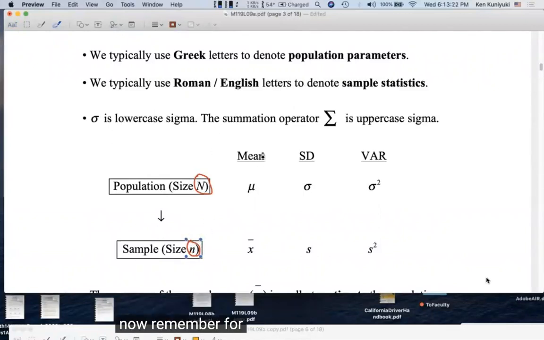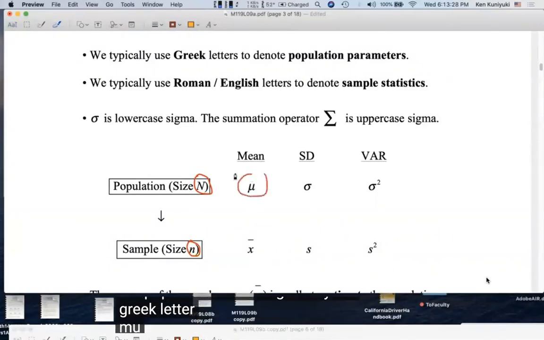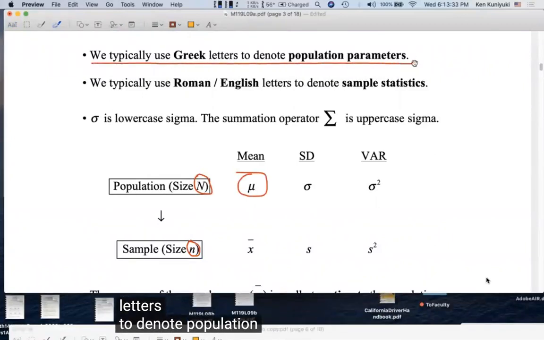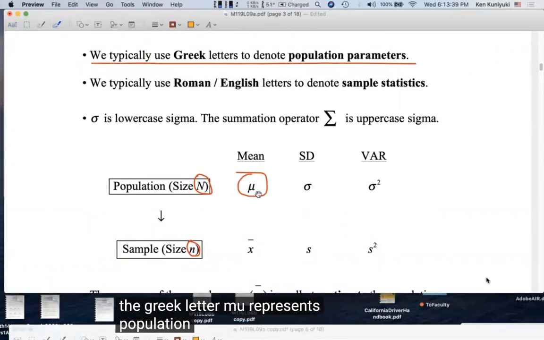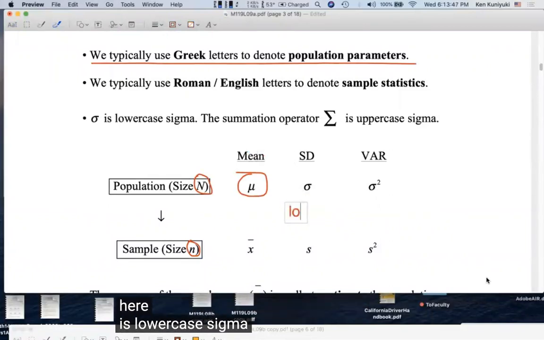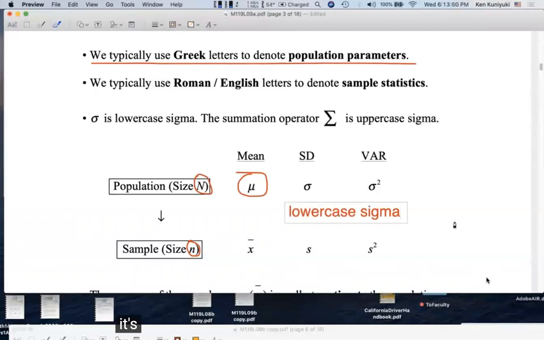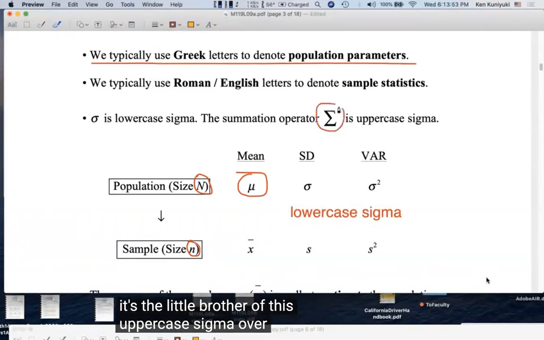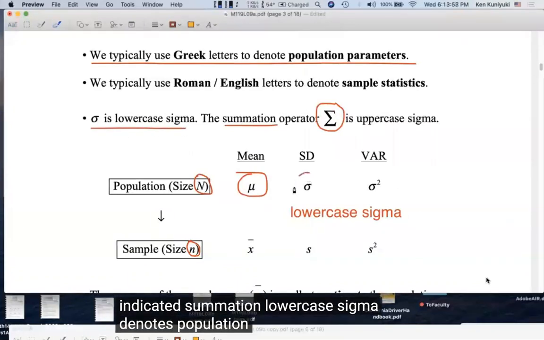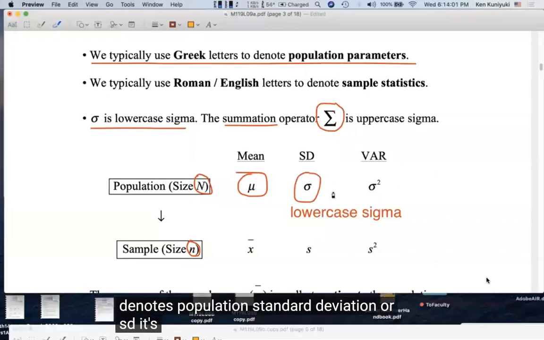Now remember, for the mean, a measure of center, the population mean is given by the Greek letter mu. Remember that we typically use Greek letters to denote population parameters. The Greek letter mu represents population mean. The Greek letter lowercase sigma, this here is lowercase sigma. It's the little brother of this uppercase sigma over here, which indicated summation. Lowercase sigma denotes population standard deviation, or SD. It's like a sideways 6.